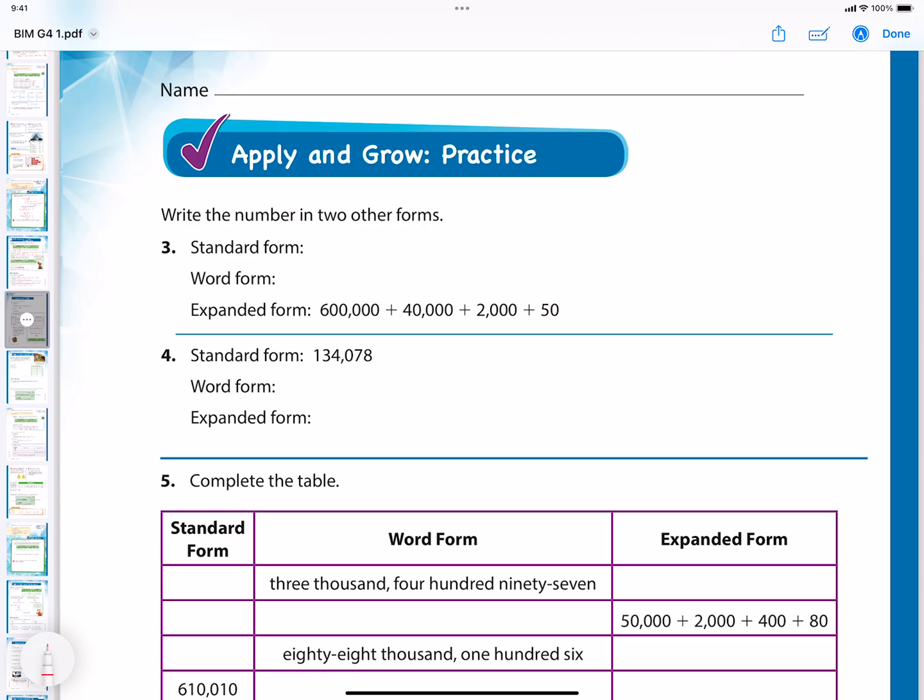All right, number 3. Since you did it yourself, I'm just going to tell the answers. If you didn't get it, please don't forget to put a star mark on it and ask me the question after this lesson. You need to use this expanded form as a clue, and then standard form is what? 642,050. There is nothing in the hundreds place. So word form is what? 642,000.